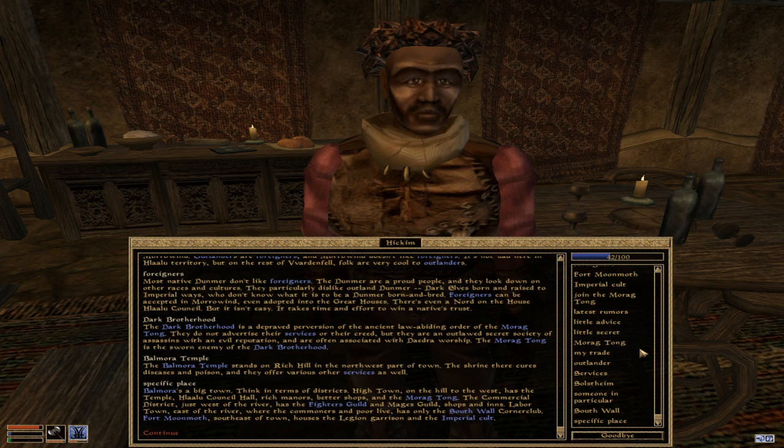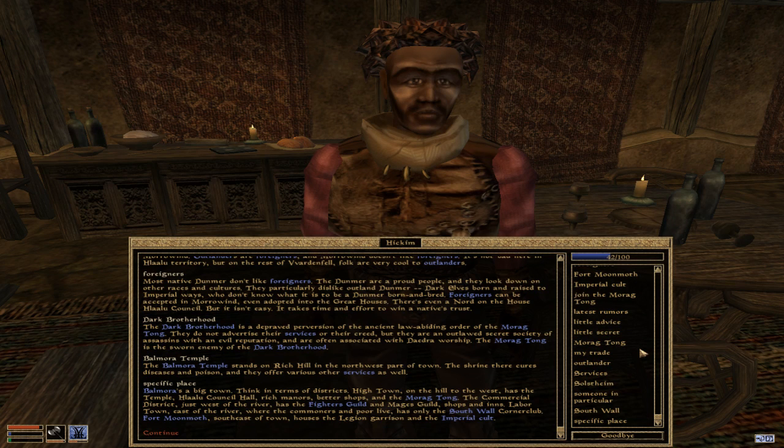Balmora is a big town. Think in terms of districts. Hightown on the hill to the west has the temple, Hlaalu Council Hall, rich manors, better shops, and the Morag Tong. Commercial district just west of the river.